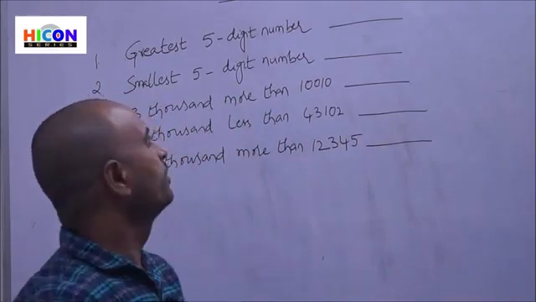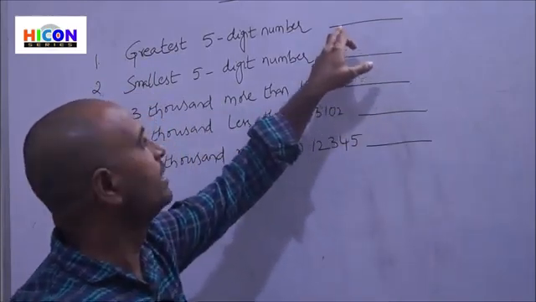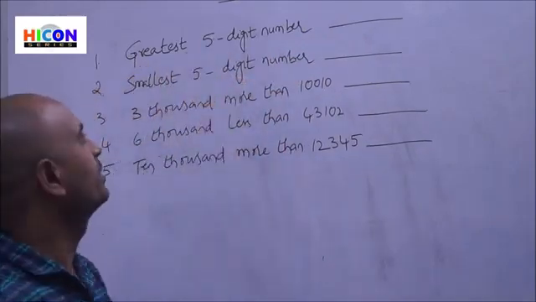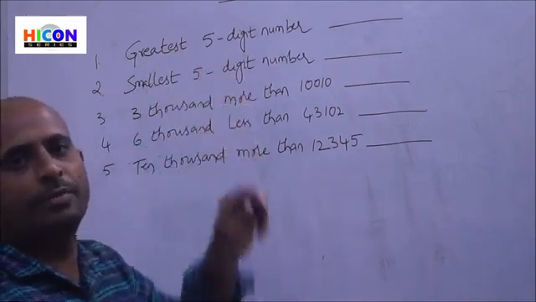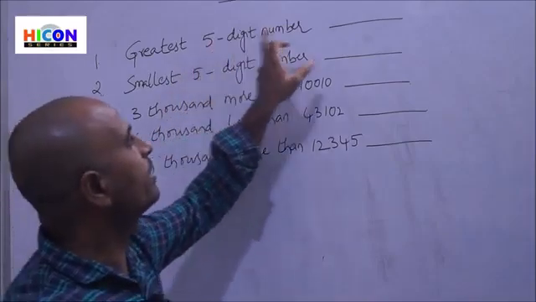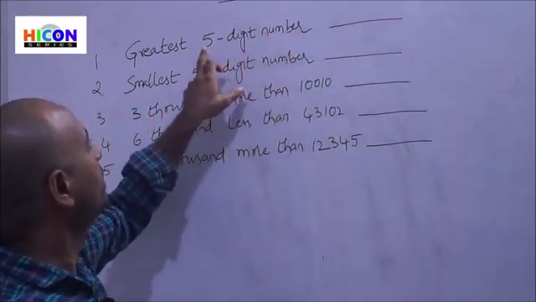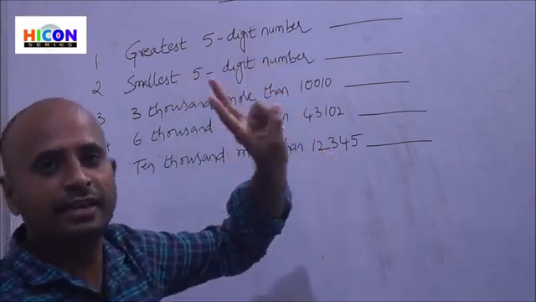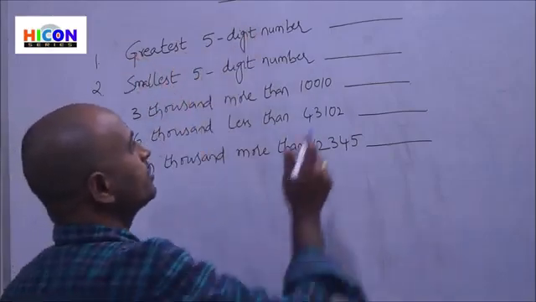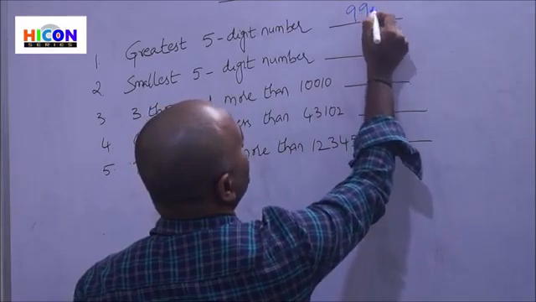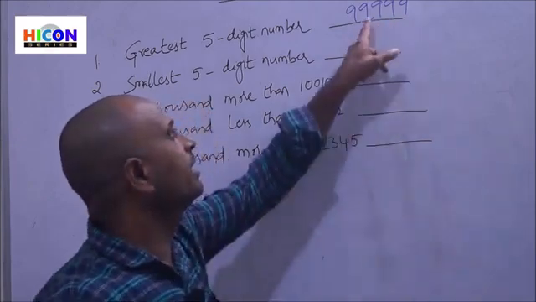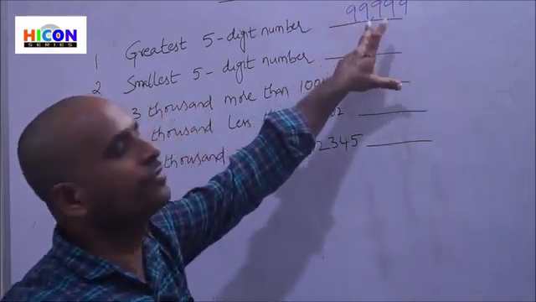How do we fill the blanks? First, the greatest 5-digit number. The greatest number can be obtained by writing nines. If we want a 4-digit number, we write 4 nines. For a 3-digit greatest number, we write 3 nines. Here we want the greatest 5-digit number, so we write 5 nines, that is 99,999.